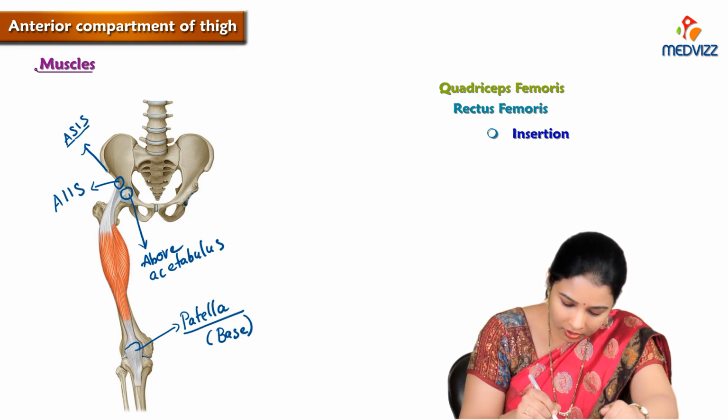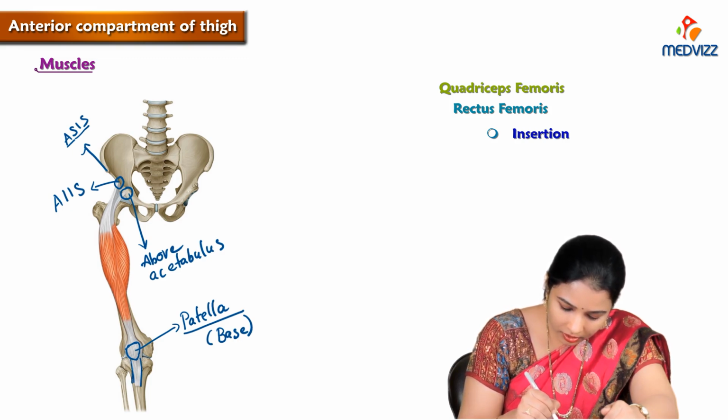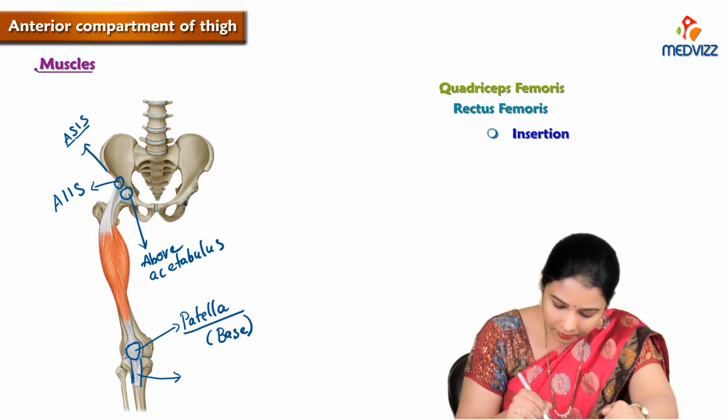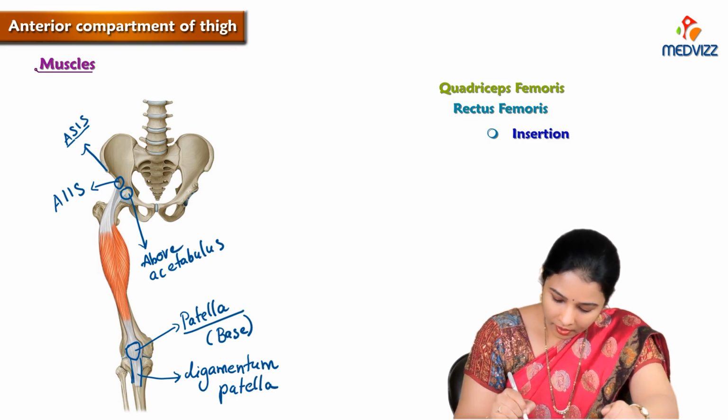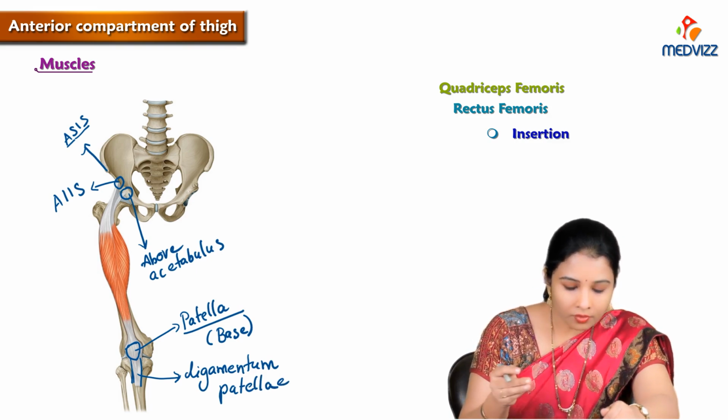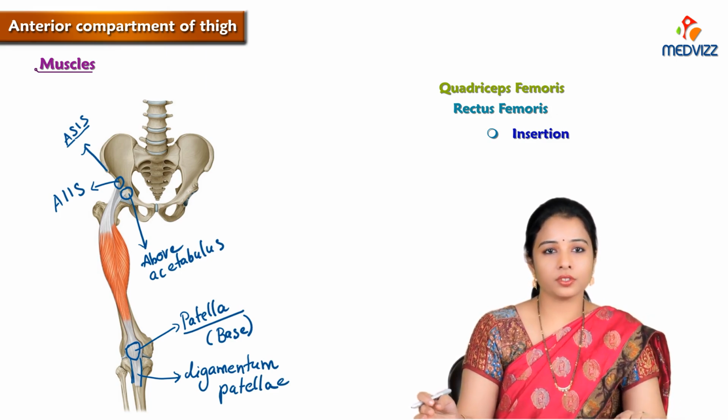Further, we can see this from the apex of patella. So patella is not shown because it is within the tendon. So here it is like this. So from the apex, this one is the ligamentum patellae. So ligamentum patellae is part of the tendon of quadriceps femoris.